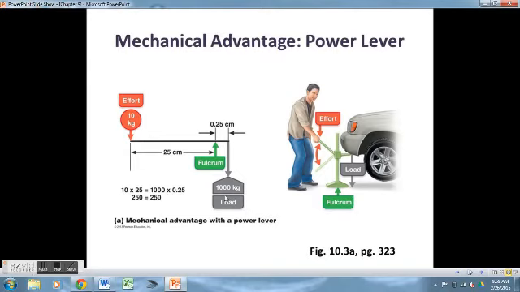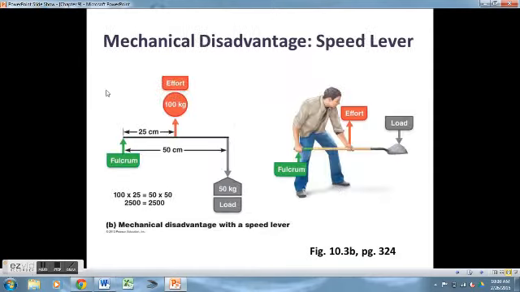So for example, this is how a car jack works. I can lift, sorry, that was an alarm going off. I can lift a really heavy car with really minimal effort, right? It's a power lever. It may not be fast, but I can accomplish a lot of power with that type of lever.